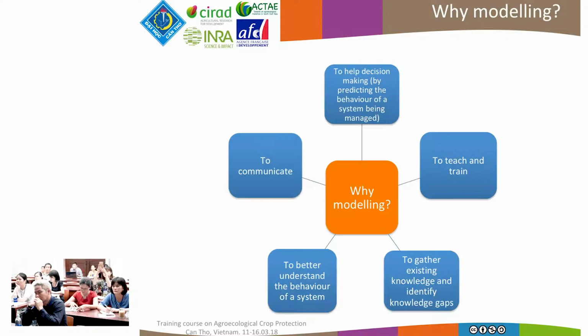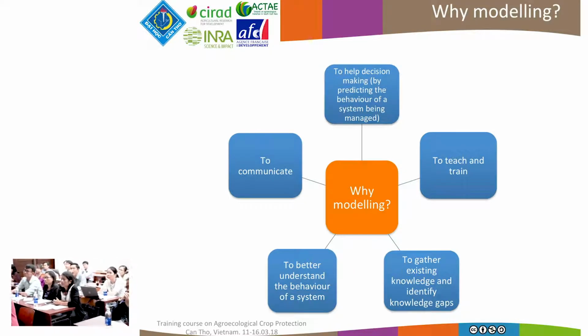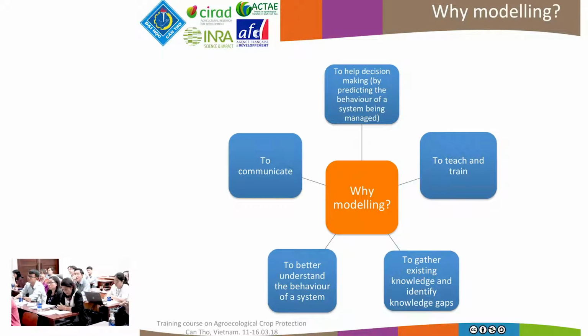So you can see that, and of course these are just simple examples, but any field of science can use modeling. So I will now try to present the main objectives of the modeling approach in a broad sense. I think that the first reason why scientists develop models is to help decision making with regard to the management of a system.